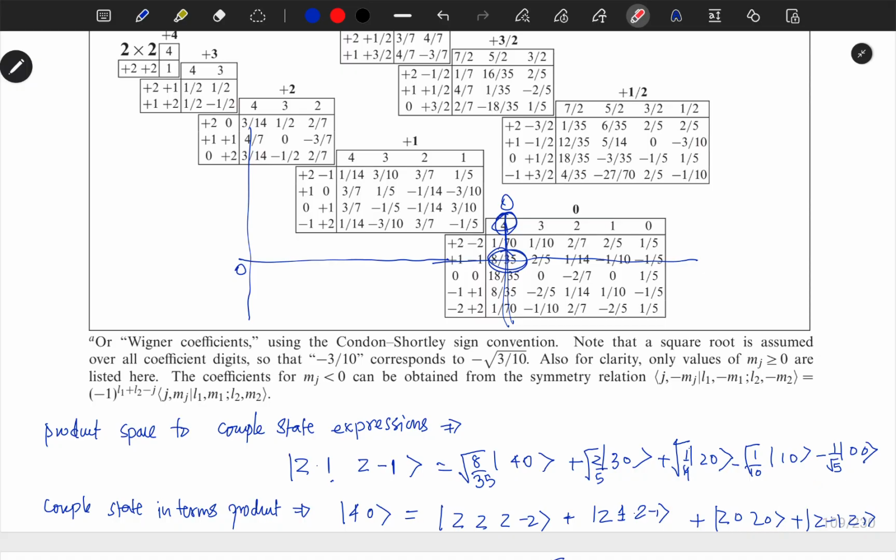Now we will add coefficient like 1 by root 70 here, 1 by square root of 70, plus square root of 8 by 35, square root of 18 by 35, and square root of 8 by 35, and this is 1 1. So square root of 8 by 35, and the last term will have square root of 1 by 70.